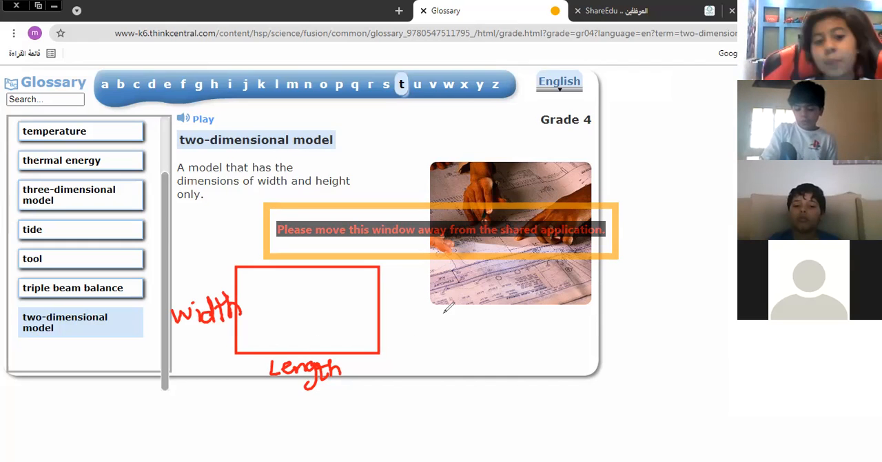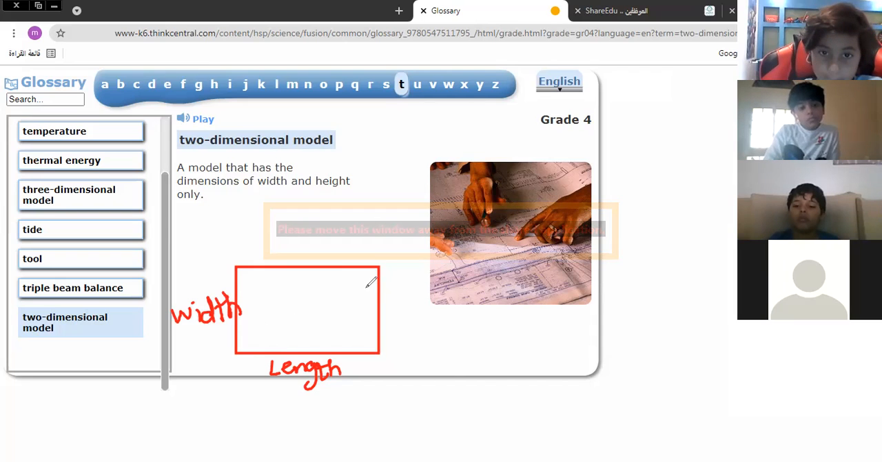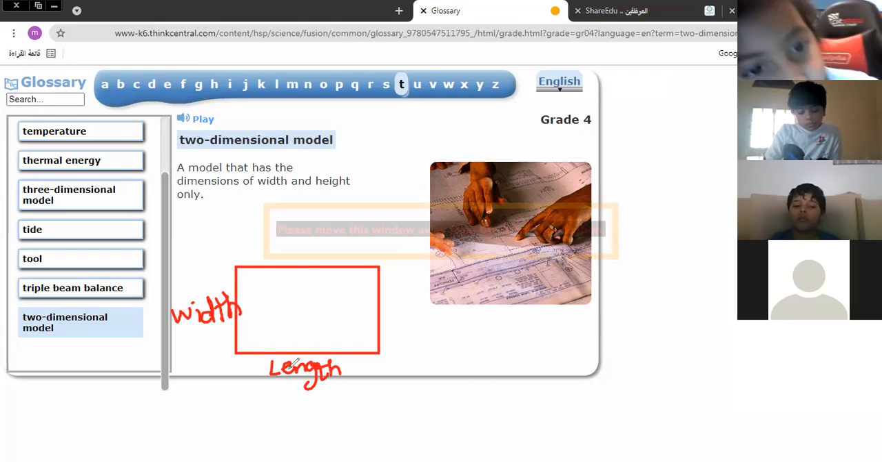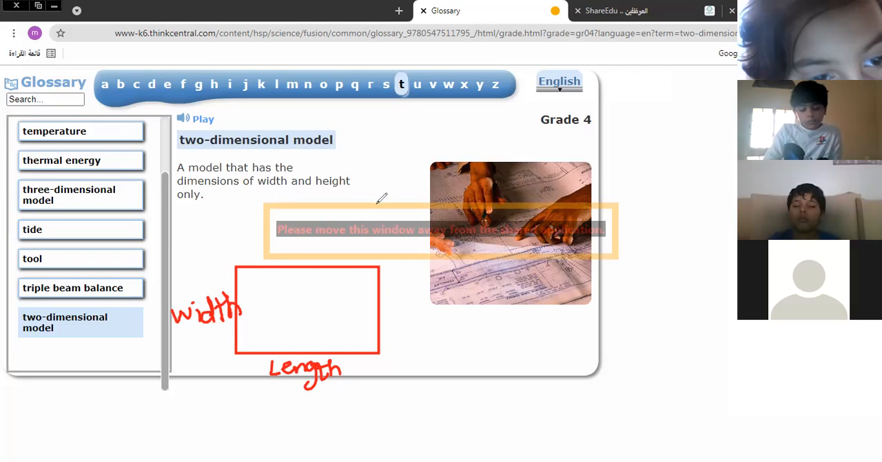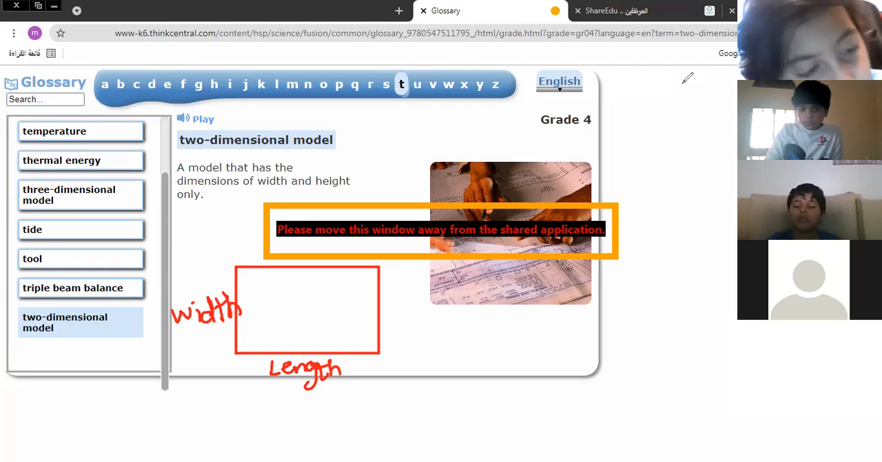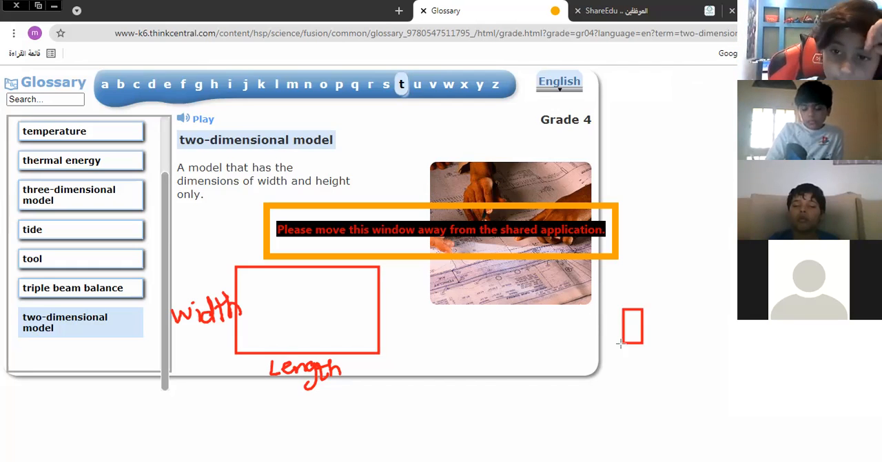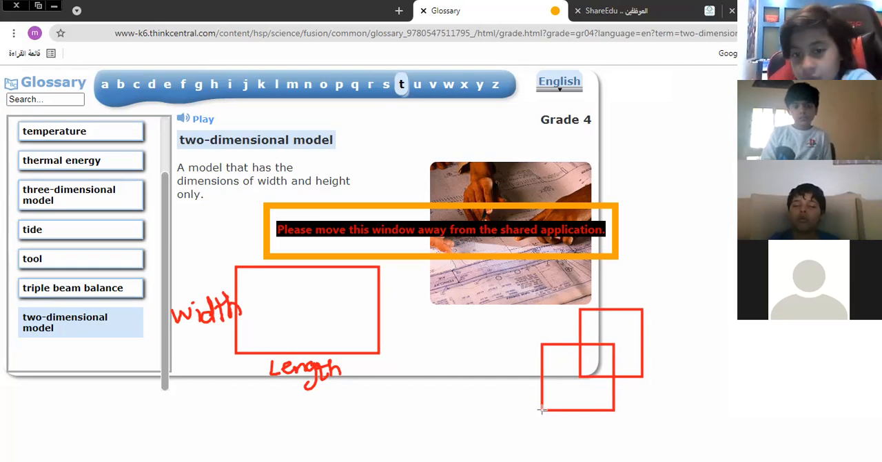Usama? Yes. Okay, this is a rectangle, so it's a two-dimensional model because we have here only length and width. What is the difference between a two-dimensional model and a three-dimensional model? If I want to design a three-dimensional model, for example, a cube, it will be like this. Look.